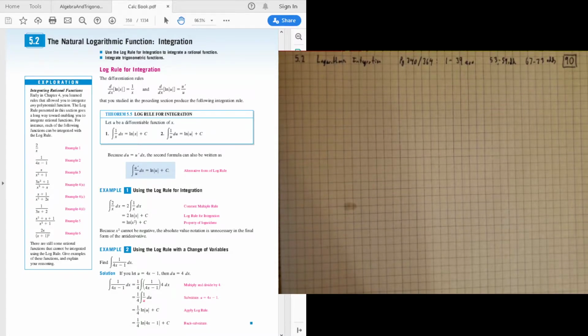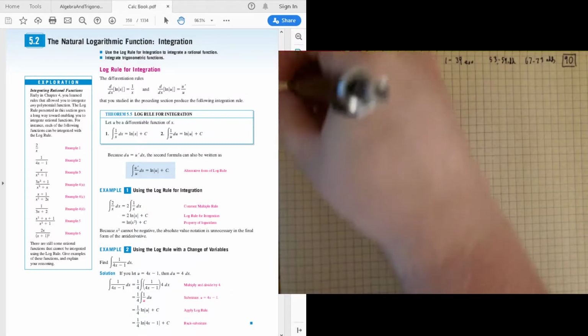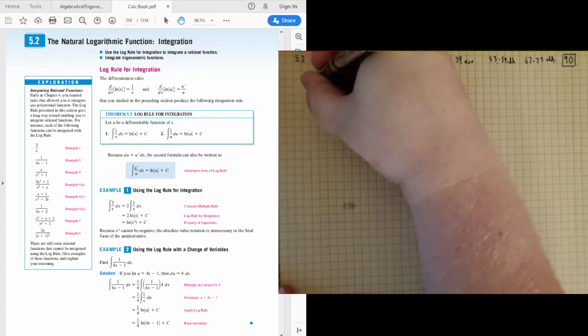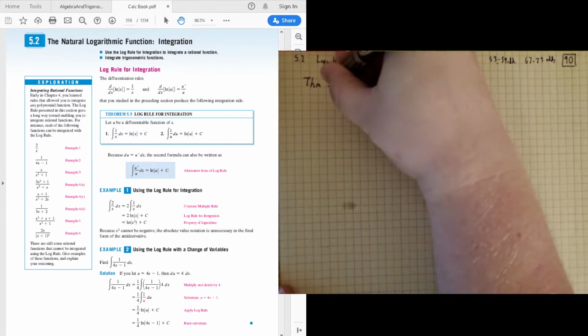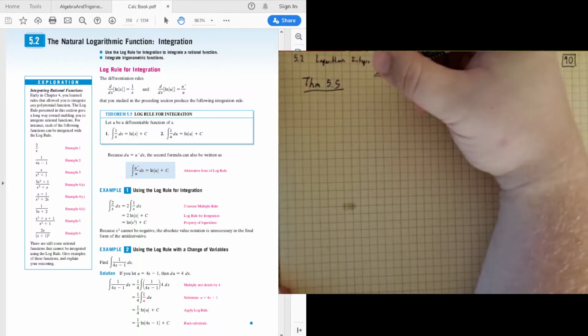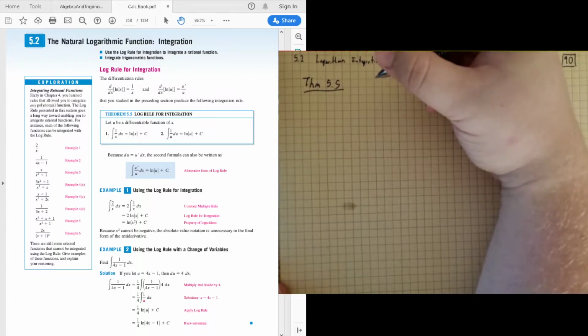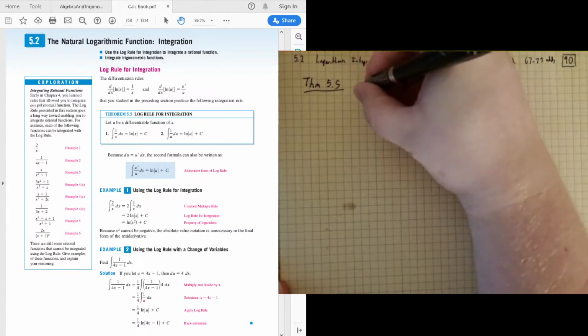So just like with all functions, if you can take a derivative of a function, you can integrate that same function, and it offers the way to go back and forth. Starting with our first theorem, theorem 5.5. So let's get started. Theorem 5.5 offers us a quick way in order to integrate a function. So note the two parts of theorem 5.5.